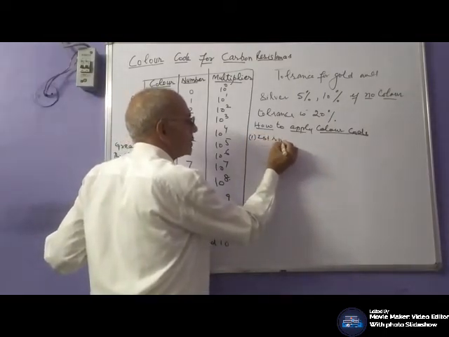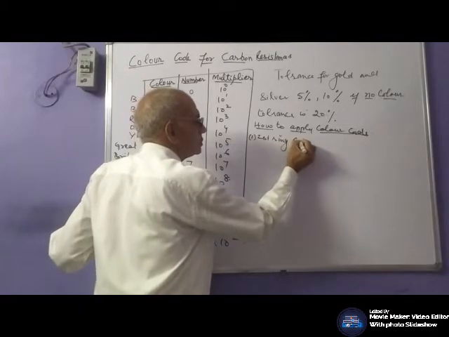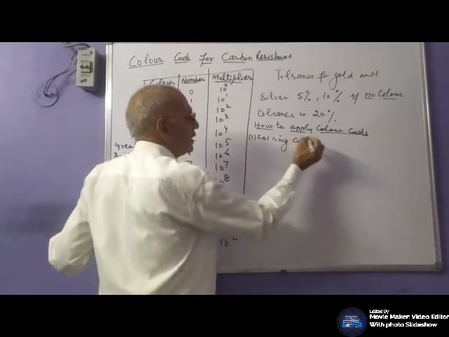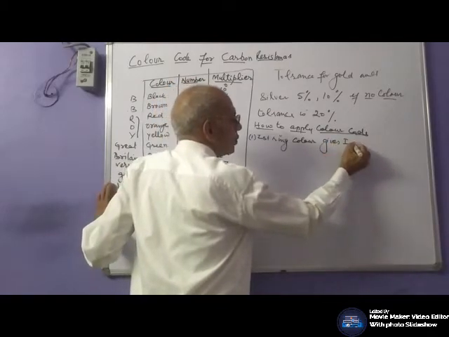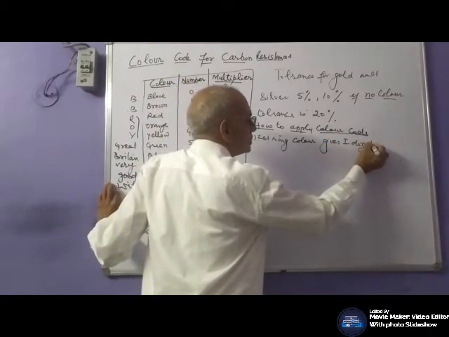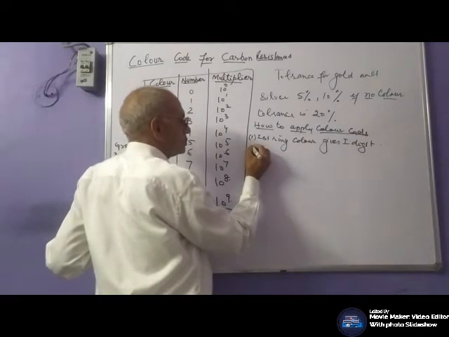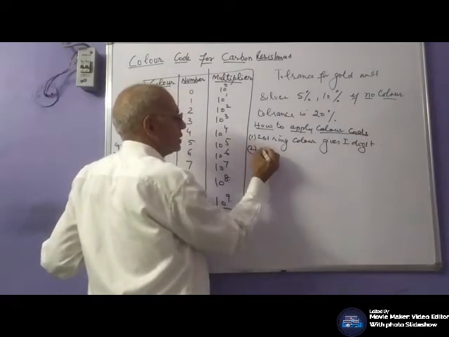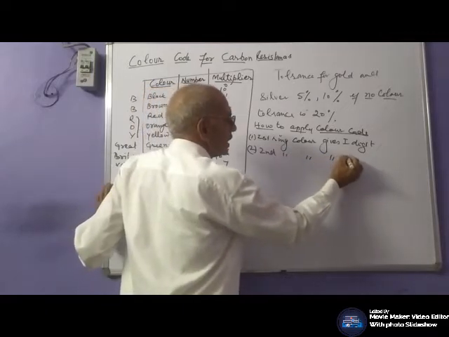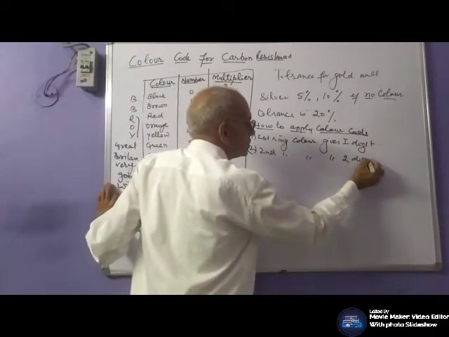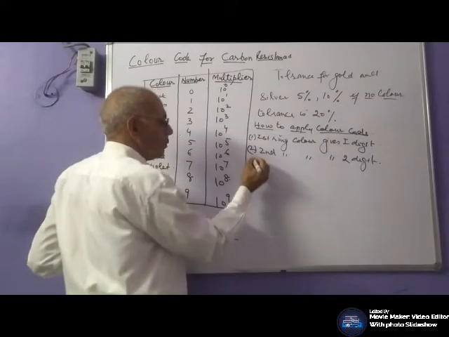First ring color gives first digit of carbon resistance. Second ring color gives second digit of carbon resistance.